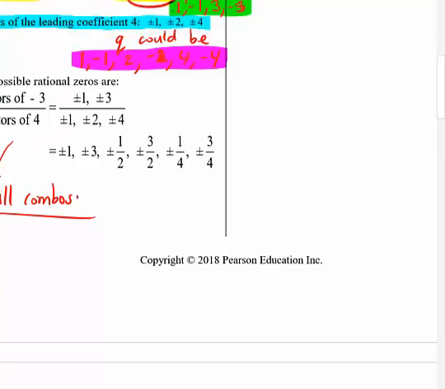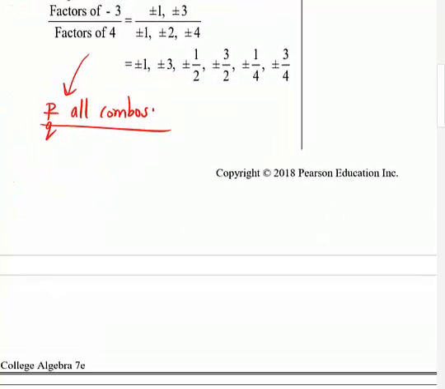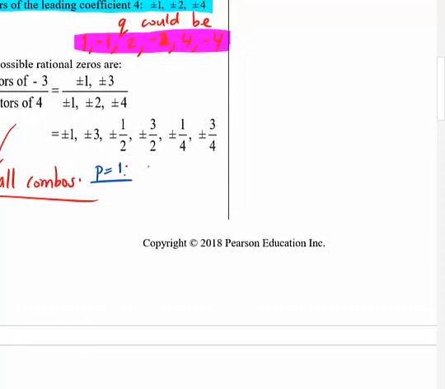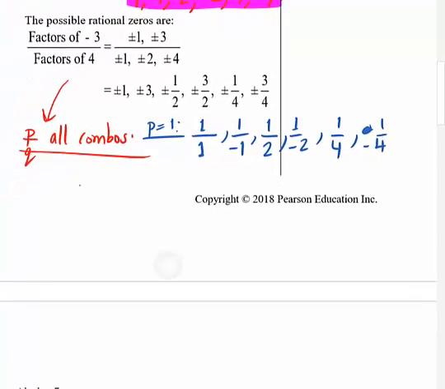First of all, let me just fix p. Let's say p equals 1. And then what could q be? Q could be 1, so it's 1 over 1. Q could be -1, so it's 1 over -1. P is 1 for now, and q is ranging. Q could be 1, -1, 2, -2, 4, or -4. So that's all the possible things that can happen when p is +1.